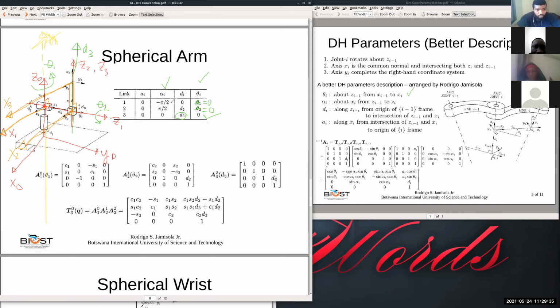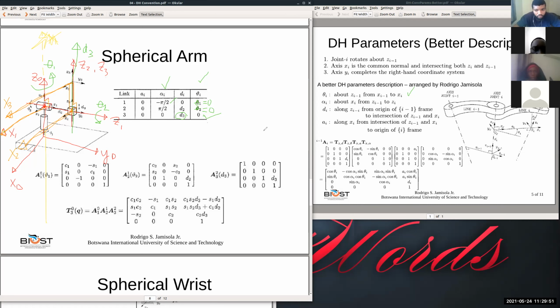You see that? Okay, that is correct. So next, again, alpha 2, so about X2. Where is X2? X2 is here. So from Z1 to Z2.